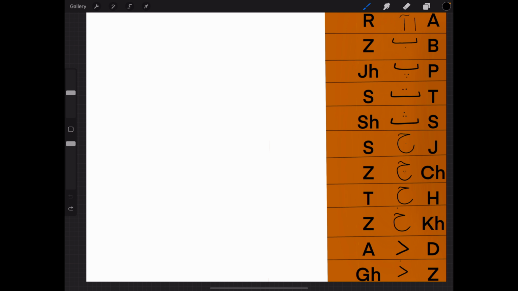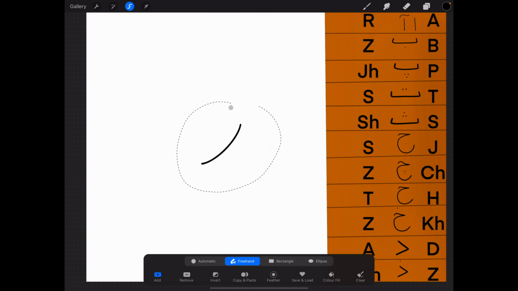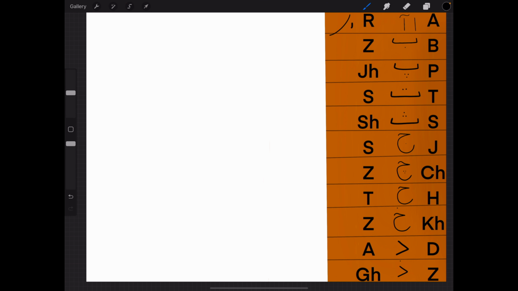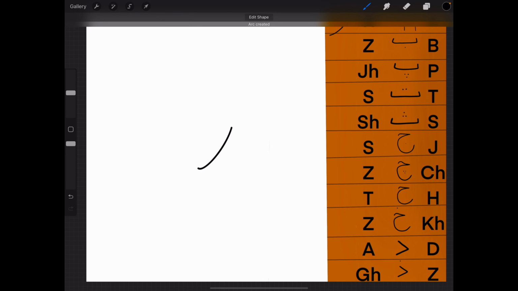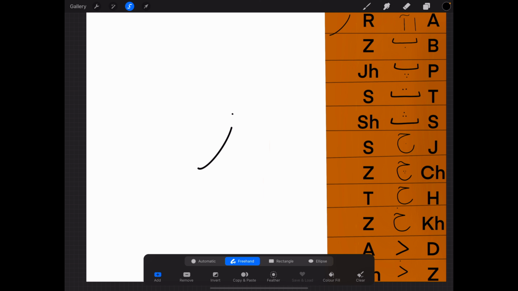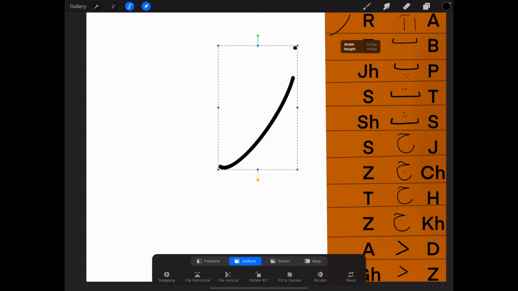So the first one after Zal is Re. Very easy to write. Re is pretty much like a slide. And the equivalent for that in English would be the letter R. Next one is letter Z. Z is just like Re, like a slide, except that it has a dot on top. That's Z. And the equivalent for that letter in English would be Z.